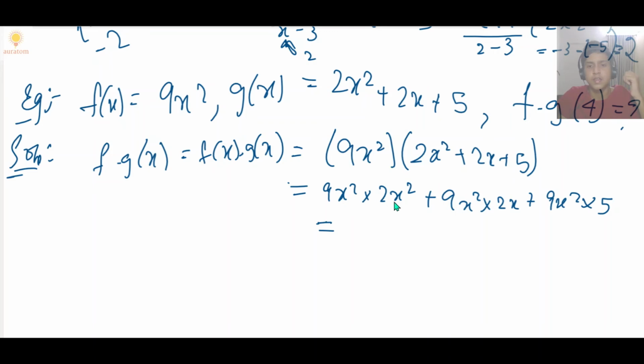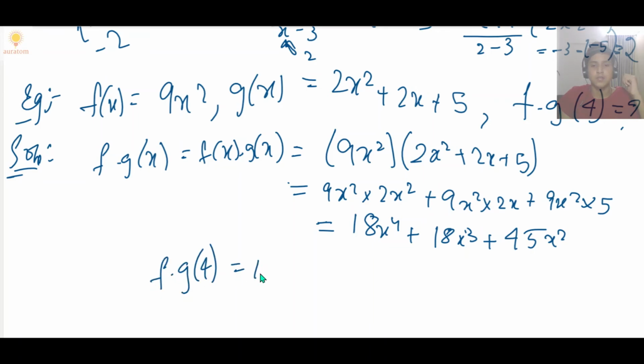So it is 18x power 4 plus 18x cubed plus 9 into 5, 45x squared. So the answer is going to be a little big here, right? So now let's substitute 4 instead of x, since we want to calculate f into g of 4, right? So it's going to be 18 into 4 power 4 plus 18 into 4 cube plus 45 into 4 squared.